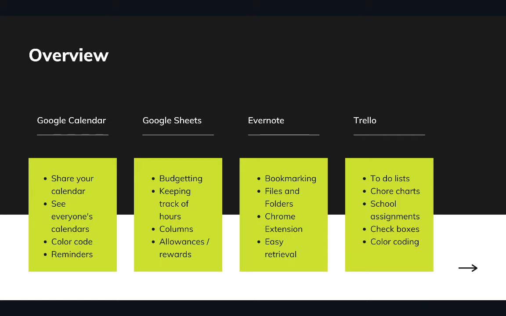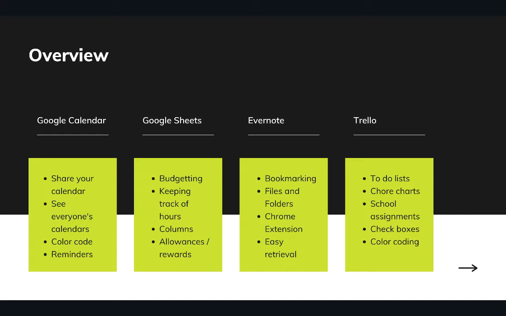Before I go into detail, just showing you how to use each of these, I want to go over what each can do. Some of these you may know about and you might not need any help. So you can then just fast forward to the part in the video that does interest you. And you don't have to waste time watching something that you already know all about. So the 4 apps I'm going to be talking about are Google Calendar, Google Sheets, Evernote, and Trello.